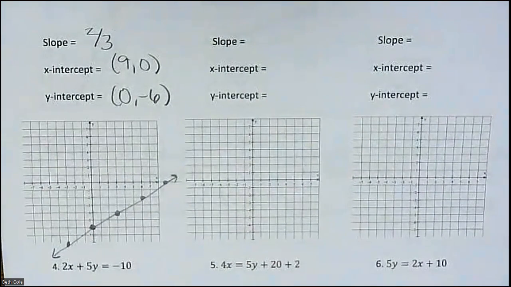You want to write it as an ordered pair, something, comma, something. We have to put parentheses. I will not take off if you do not put parentheses. That is fine.